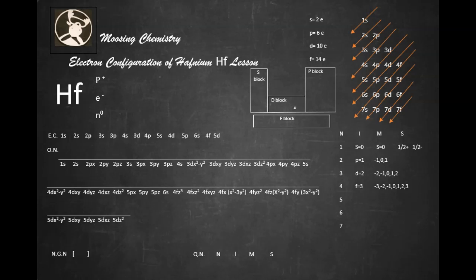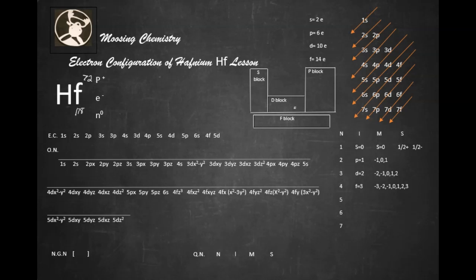This is the electron configuration of the element Hafnium, Hf, lesson. Hafnium happens to be element number 72 on the periodic table, so let's go ahead and write a 72. Its atomic mass number happens to be 178, so I'm going to write 178 right here.